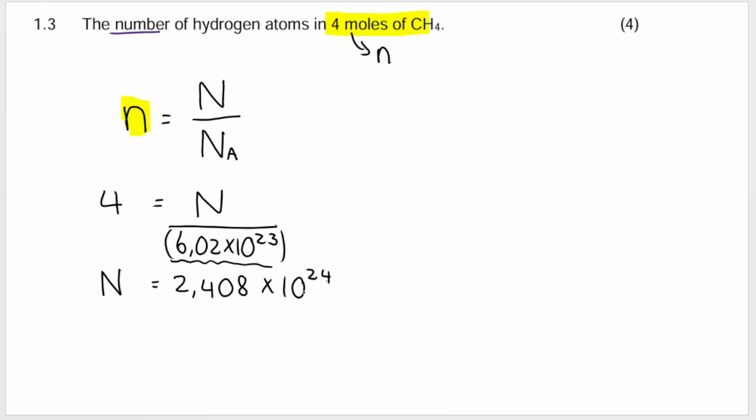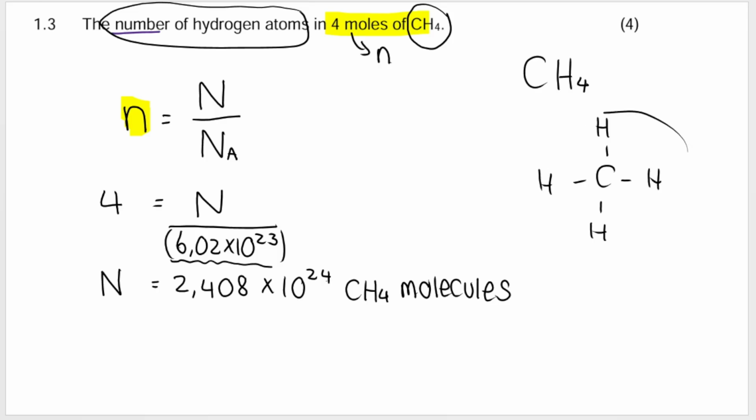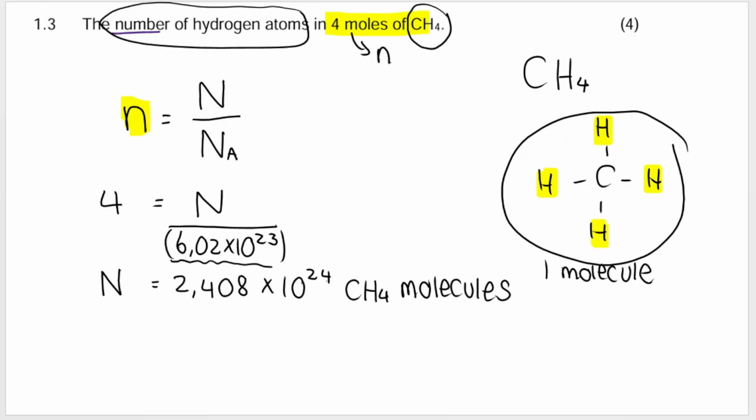Now remember, this is the number of CH4 molecules. This is very, very important. Big N gives me the number of molecules or compounds or formula units. But that's not what the question wanted. We wanted to know the number of hydrogen atoms. So I want you to think of it like this. In 1 molecule of CH4, this is what it looks like in reality, by the way. It's called methane. This is 1 molecule. How many hydrogen atoms does 1 molecule of CH4 have? 1, 2, 3, 4. So 1 molecule has 4 hydrogen atoms.